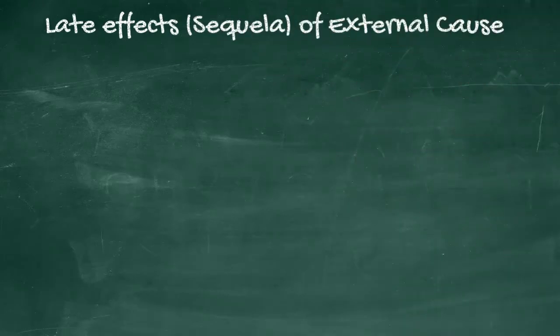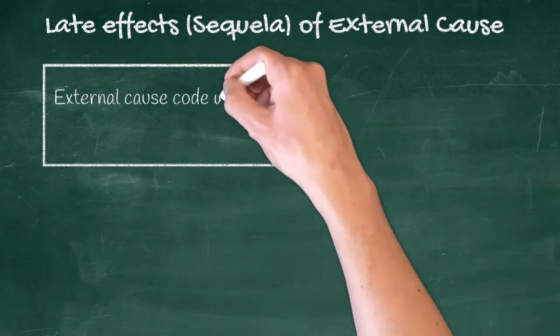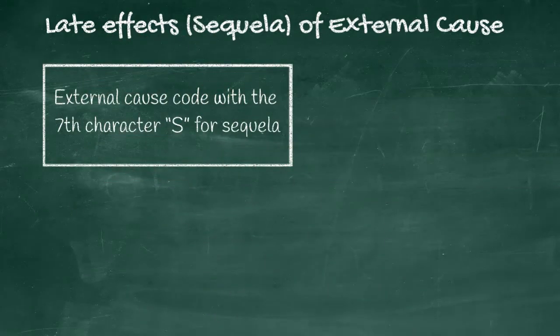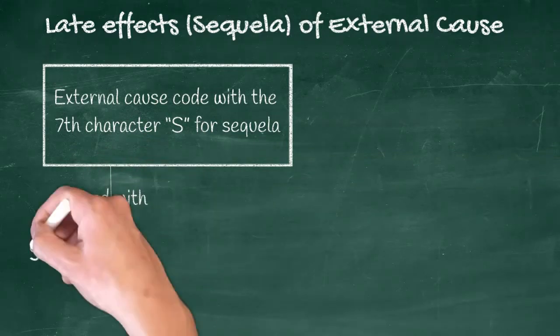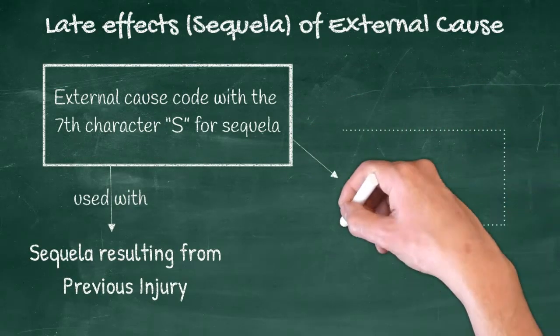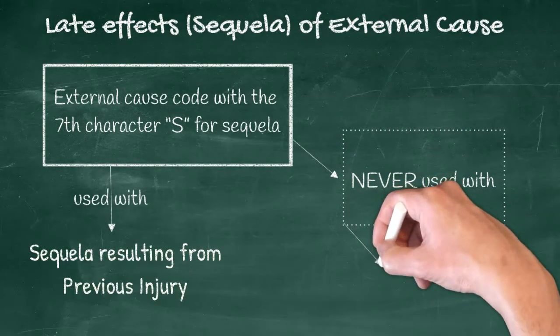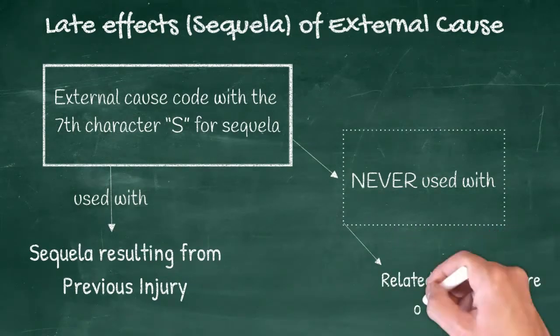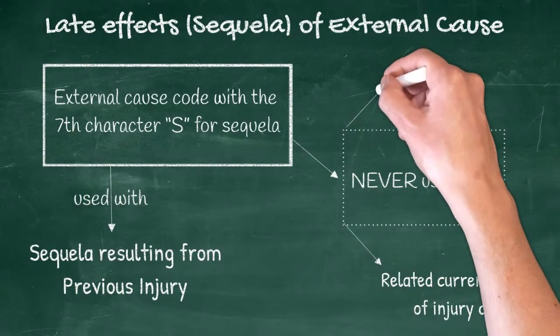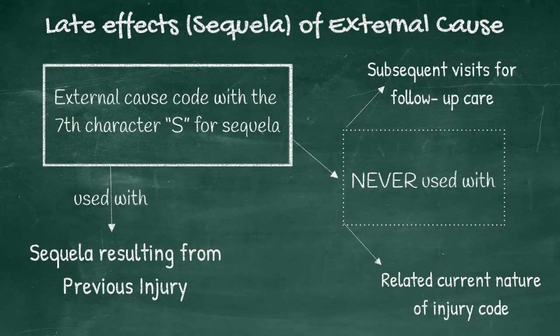Then the late effects for the external cause. ICD guidelines guide us to code for the external cause code with the seventh character S for sequela. These codes are used with the sequela resulting from the previous injury, as we have already discussed. Late effects codes are used with a previous injury, and therefore we never use these codes with the related current injury code or the subsequent visits for the follow-up care.